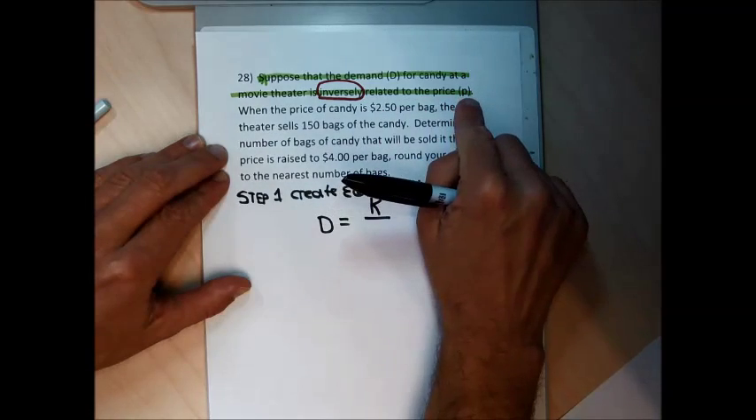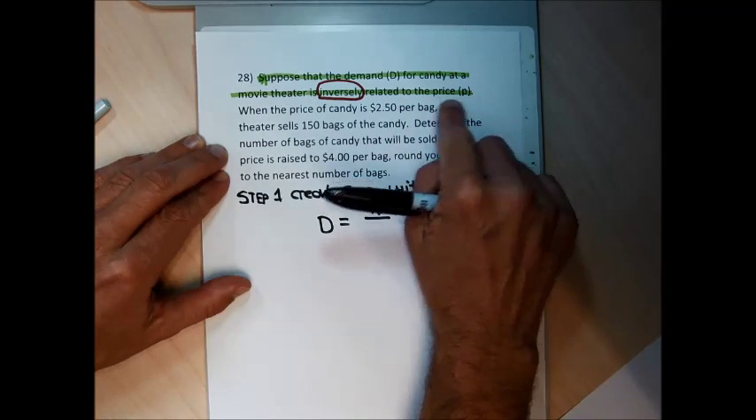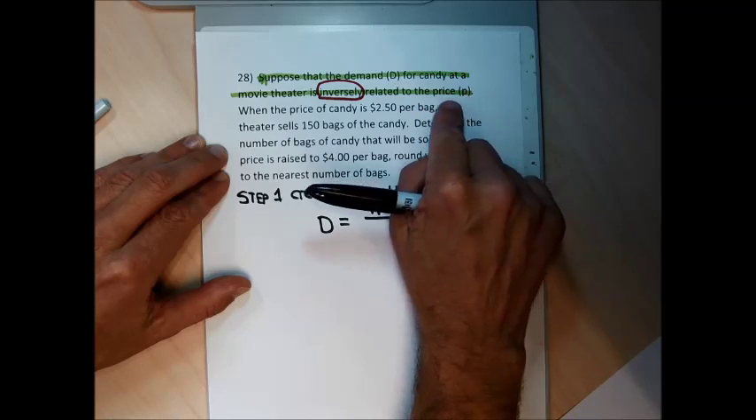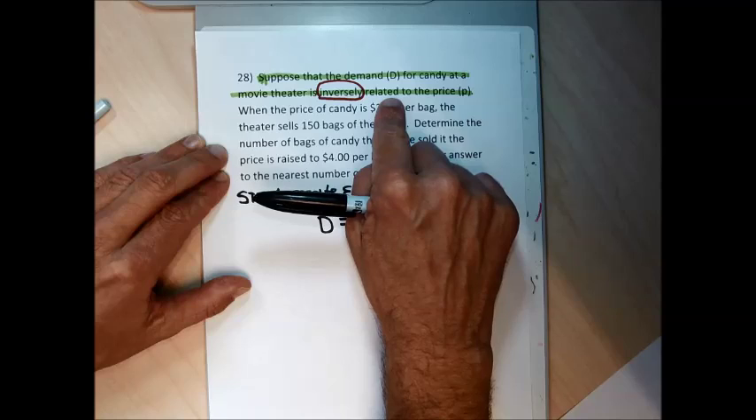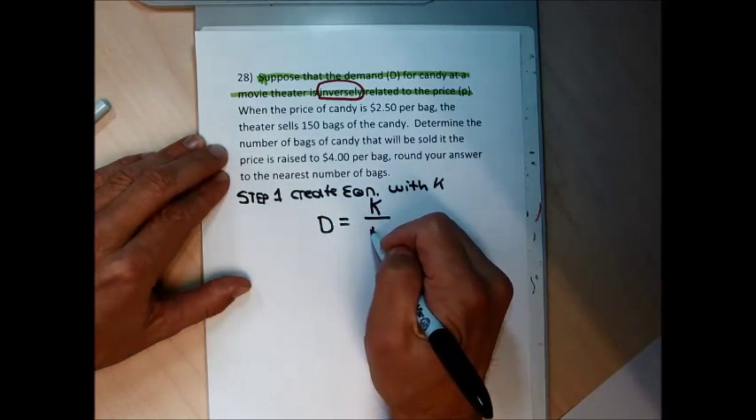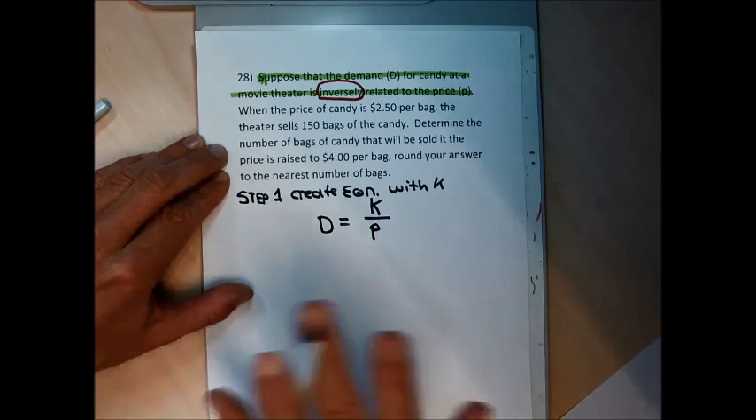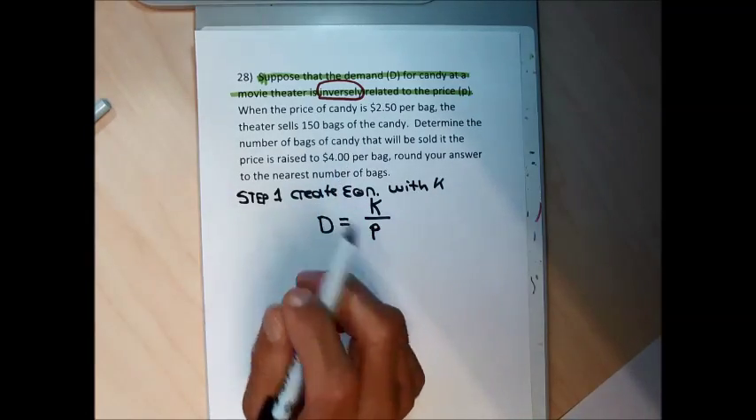And then the next letter I'm going to write is a P. The P stands for the price of candy. And I don't see any words after inversely before P that say square, square root, cube, or cube root. So I'm just going to leave the P all by itself. Done with step 1, I'm going to move on to step 2.